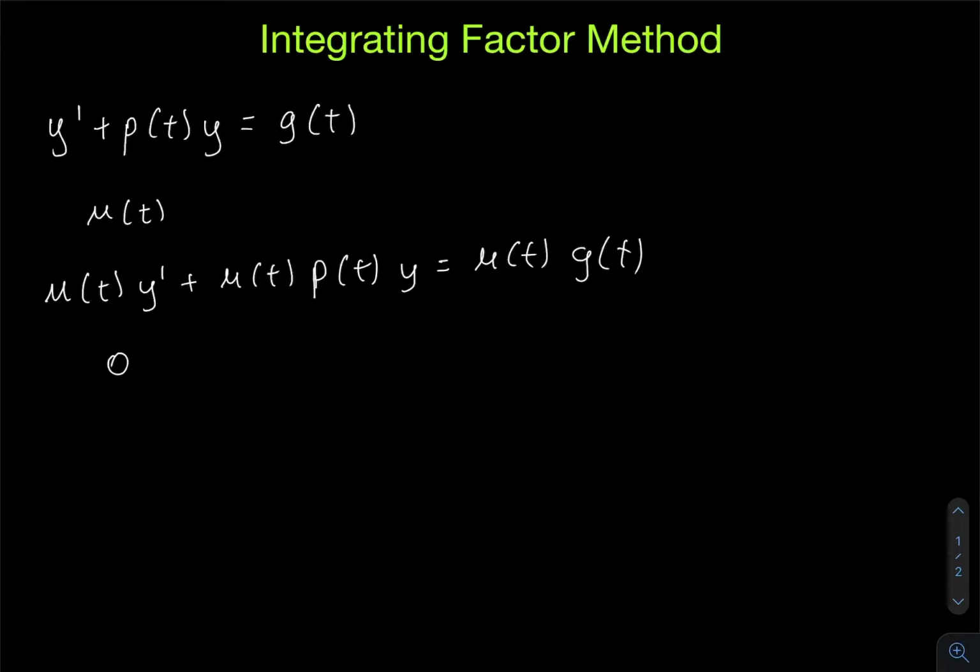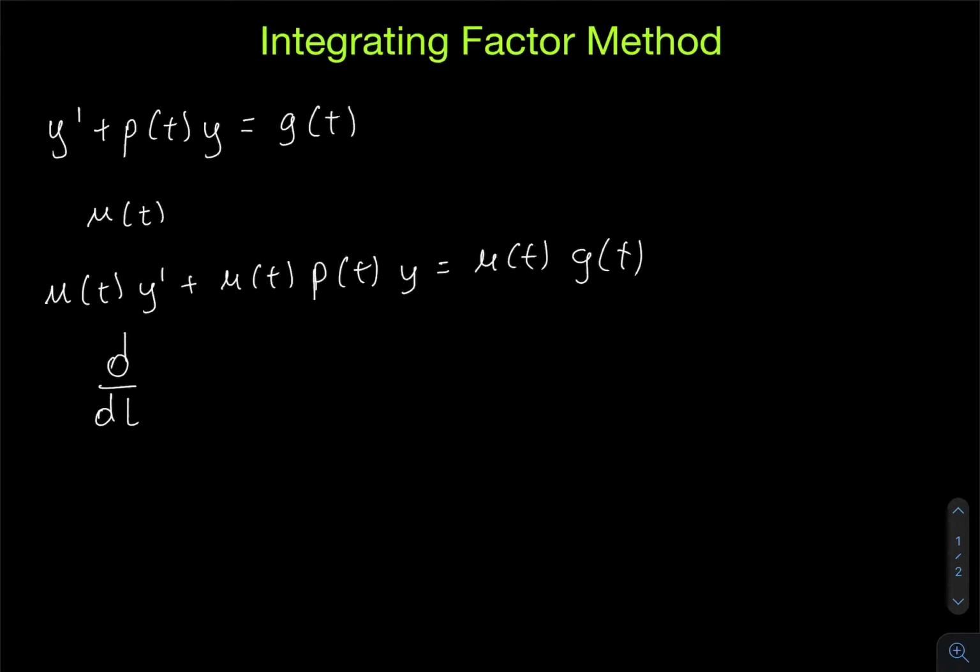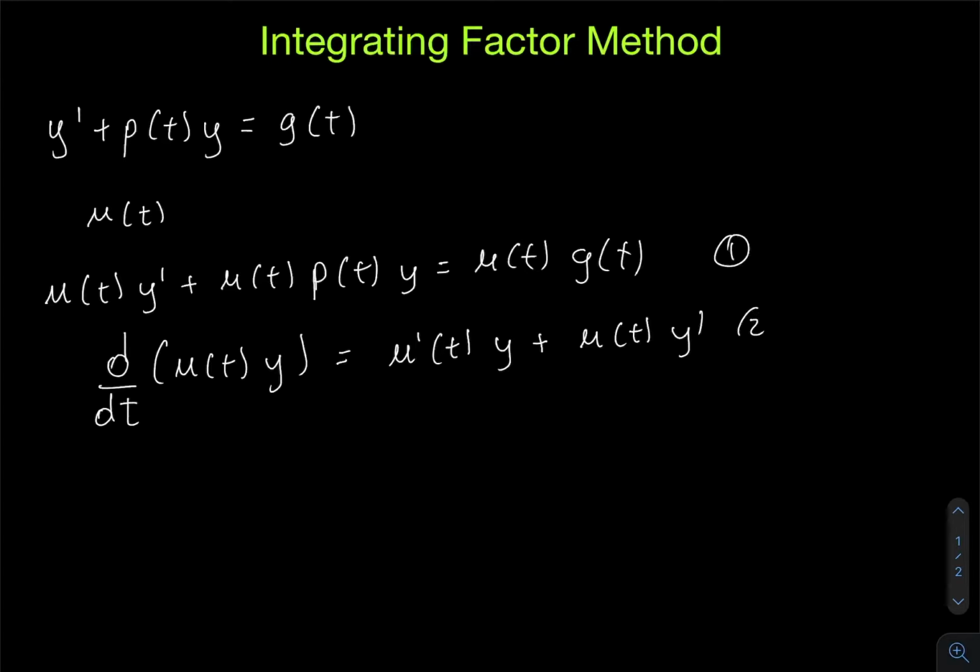What happens if we take the derivative of mu of t y? If we do that, then what we get is mu prime of t y plus mu of t y prime. Now let's call this equation 1 and this equation 2, and let's compare them. Let's compare the left-hand side of equation 1 and the right-hand side of equation 2. We see that this term here is basically this term here, and this term here is very similar to this term here.